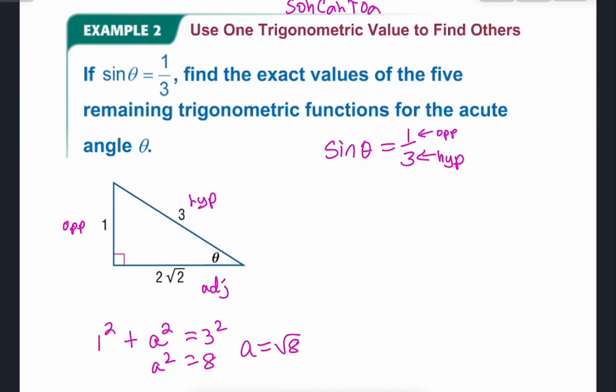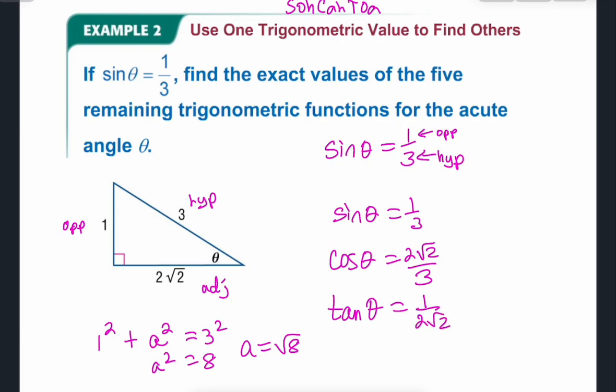Okay, so now we have all 3 sides. They're all labeled. Now we do it exactly like we did the last problems. Our sine was 1/3. Our cosine is adjacent over hypotenuse, so 2 radical 2 over 3. Our tangent is opposite over adjacent, which is 1 over 2 radical 2. Now, we should rationalize any radicals that end up in our denominators. So technically, if I multiply by radical 2 on top and bottom, I get radical 2 over 4.